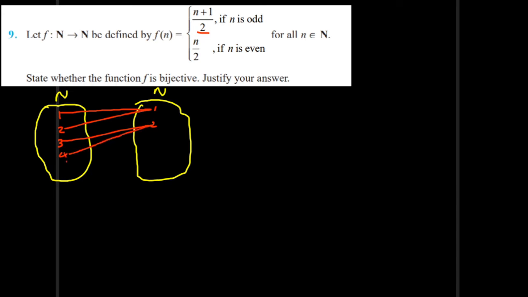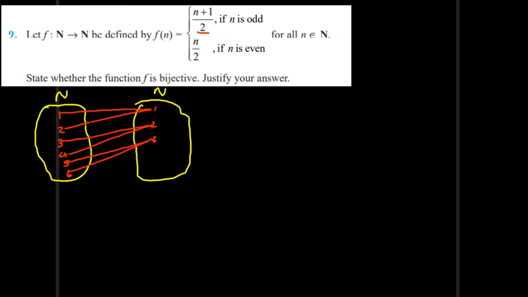Next you take 5. Okay, 5 is an odd number, so what is the function? 5 plus 1, 6 by 2, 3. So 5 is mapping to 3. Next you take 6. Okay, 6 is an even number, so 6 by 2, 3. So 6 is also mapping to 3.